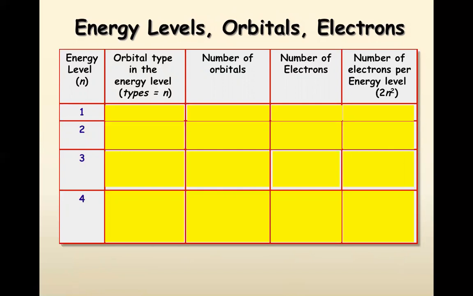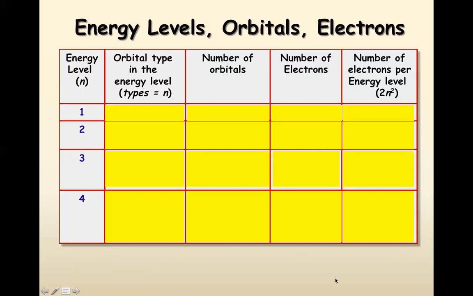So if you need to pause me so you can jot this down, I would do so. If you look at what you've got, energy level n. So energy levels go from 1, 2, 3, 4. They could go to infinity if you had that many electrons to fill around the nucleus. Obviously, we're not going to go that high because we only have 119 elements. And so you can have as many as you have electrons to fill.